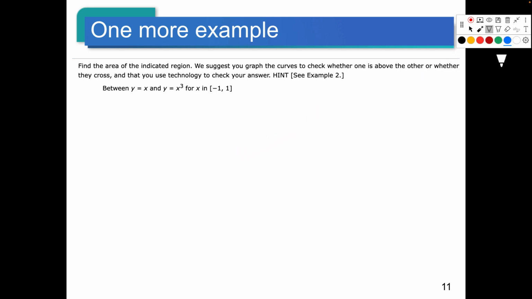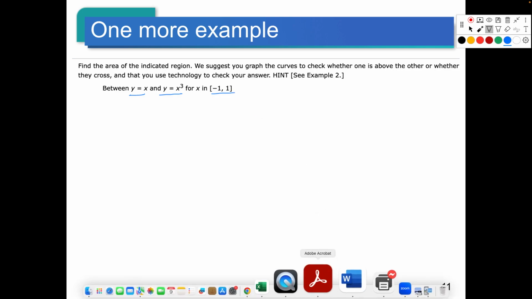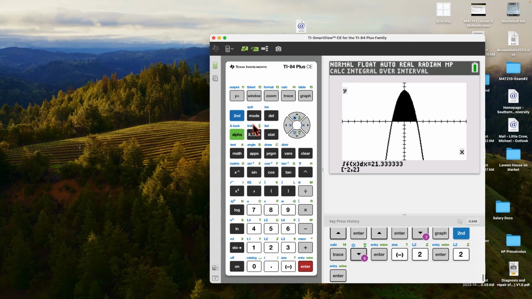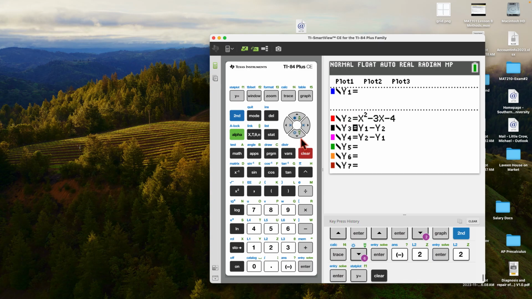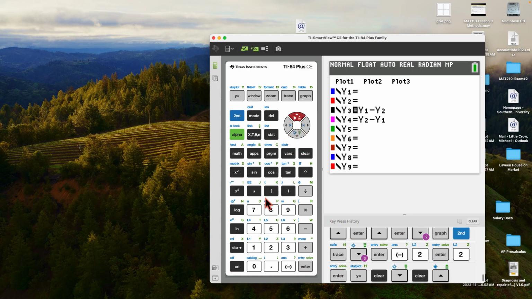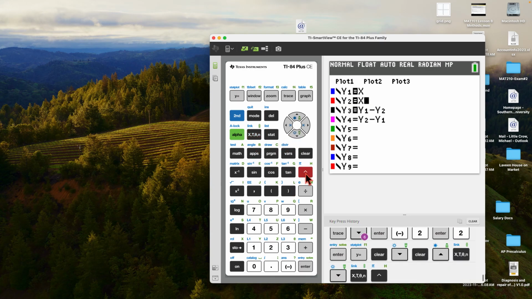But okay. So it says find the area of the indicated regions. We suggest you graph the curves. I suggest you graph all of the curves. Okay. And then we can use our technology. So basically, they give us two curves, two functions, y equals x and y equals x to the third. And they give us the boundaries going from -1 to 1. So the first step, let's graph it. Come back here. Let's clear this out. Let's put in y equals x and y equals x raised to the third power.